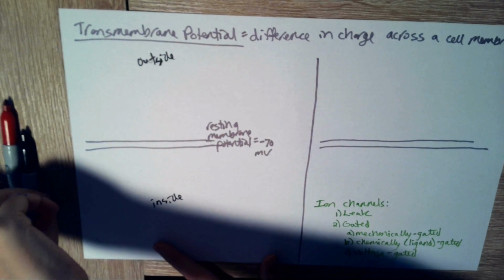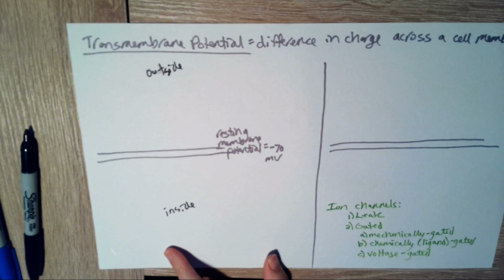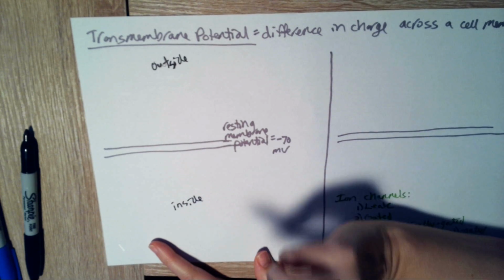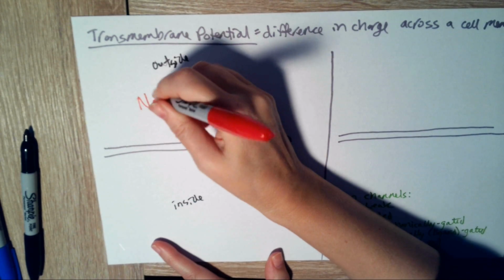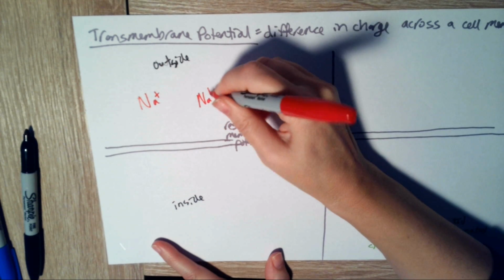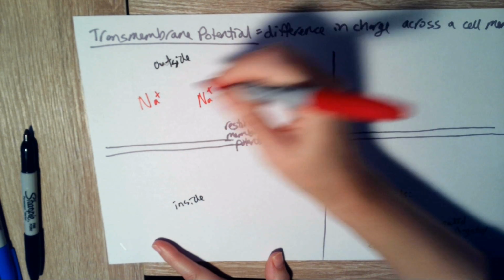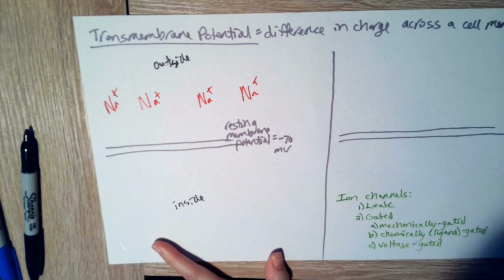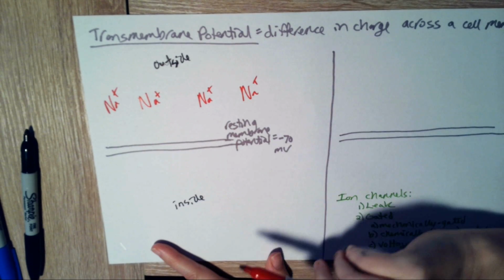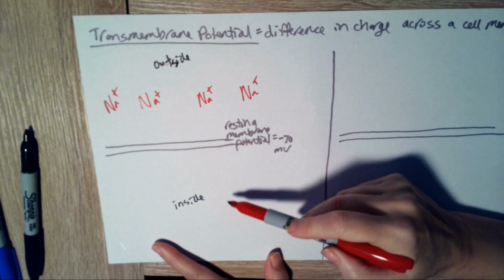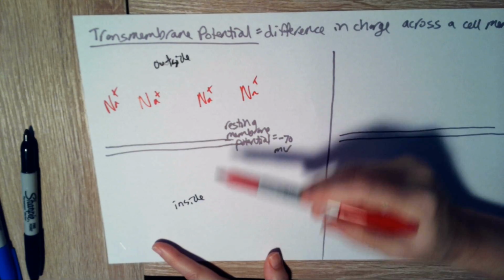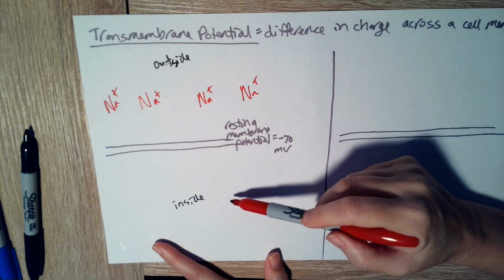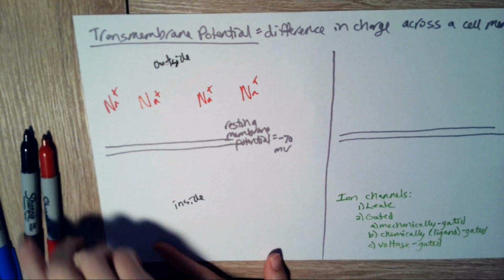Okay, so we're going to worry about four ions. The first one is sodium. We have a good deal of sodium outside the cell. We have sodium inside the cell, but not so much, so I'm just not going to put it there, to contrast. So lots of sodium outside, not so much inside.